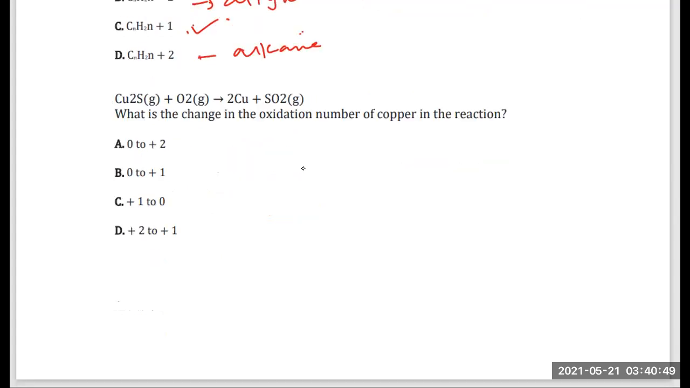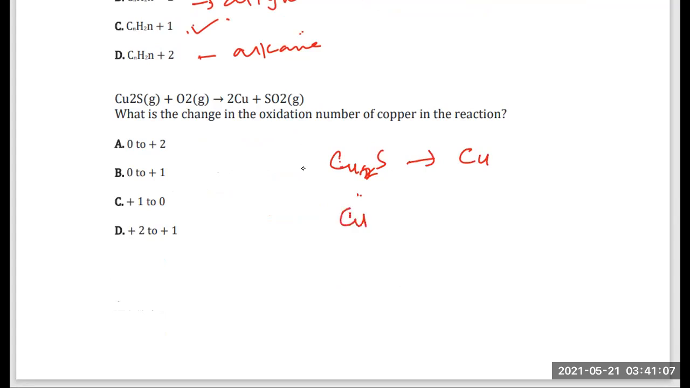What is the change in the oxidation number of copper in the reaction? So let's bring it out. I'm having copper 2, changing to copper. Let's find the oxidation number of copper here.